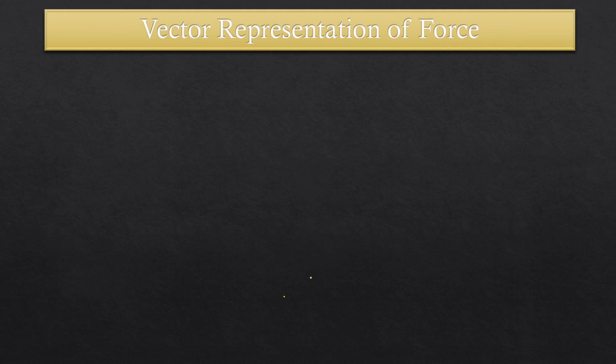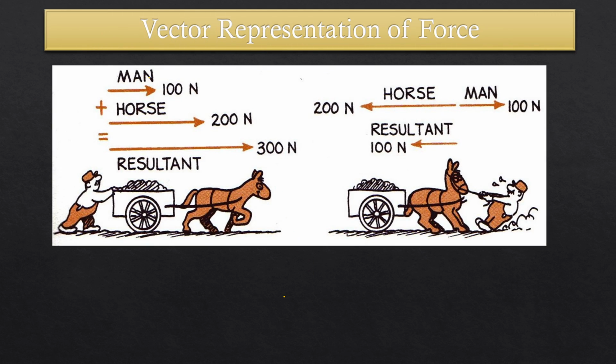Vector representation of force. How do we represent a vector as a force? So these are basic examples. This is a cart. Now listen, look at this. Man is pushing this cart by 100 Newton. Horse is pulling this cart by 200 Newton. Both are applying force on this cart towards the right hand side. So what will happen? Total force will be 100 plus 200, 300.